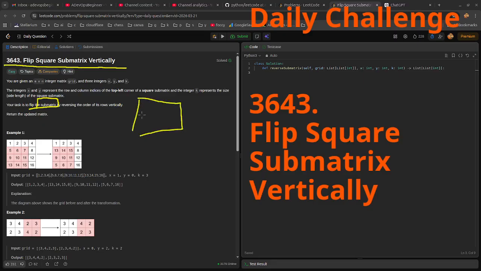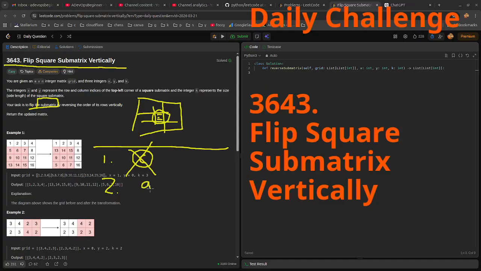Say for example, this is a matrix and this is a submatrix. We want to flip this one. The first thing we can put into consideration is, since this is vertical, we don't really care about the column. We can keep the column number as it is, so the column number doesn't matter. That's the first thing. The second one is, how do we flip?